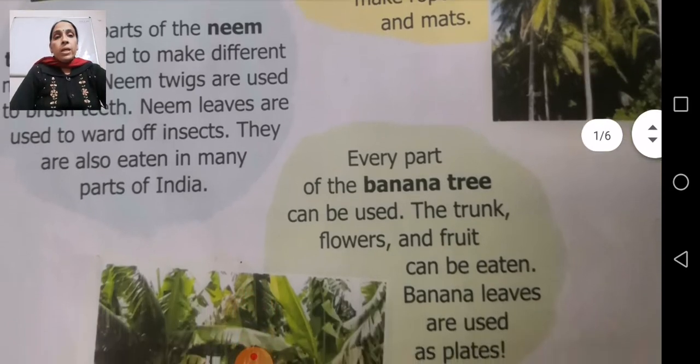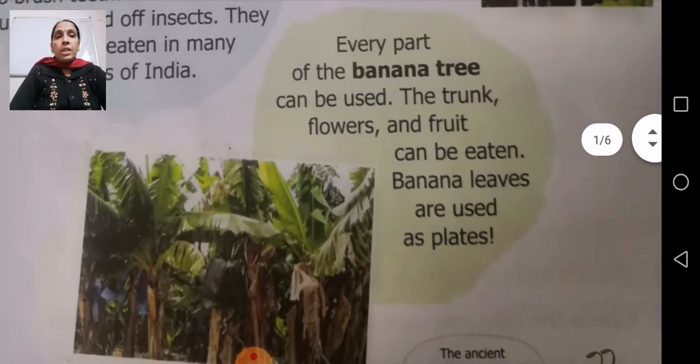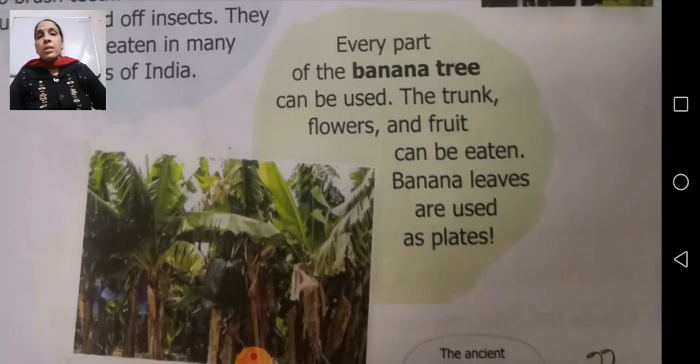Now we'll come to the next. Every part of the banana tree can be used. Each part of the banana tree. Have you seen a banana tree? Its trunk contains that fleshy kind of material. It is a bit sour and sweet, which we can eat also. So every part of the banana tree can be used.